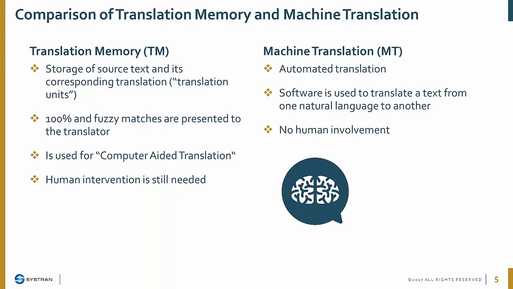Those 100% matches and fuzzy matches are presented to the translator when he or she is translating a new document or a new file. So what's happening when using translation memory technology is that you are doing a computer-aided translation. So there's still a human involved, so human intervention is still needed in order to adopt the text and to edit the text accordingly. On the other hand, we have machine translation, MT. I know that's quite confusing, having TM and MT as the abbreviations, but machine translation could also be called automated translation. And what's happening there is that we have no human involvement whatsoever, so the machine is doing the translations. So you have software that is used to translate the text from one language into the other.